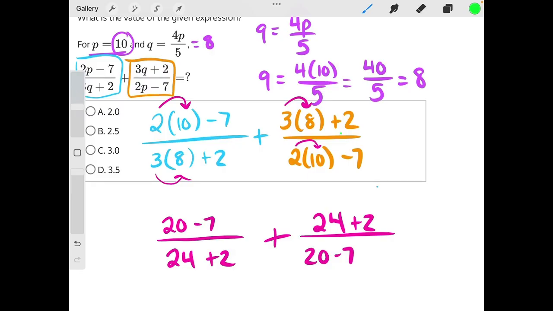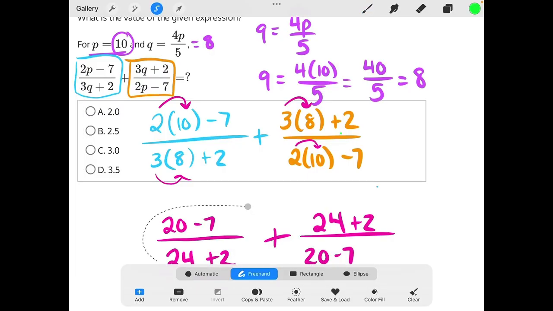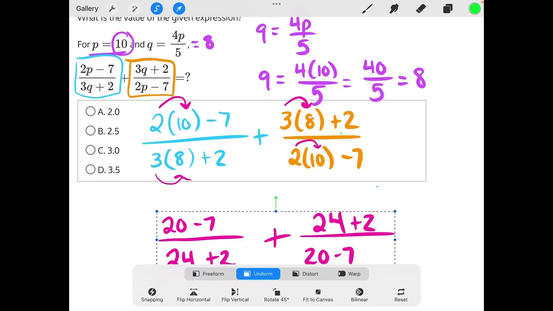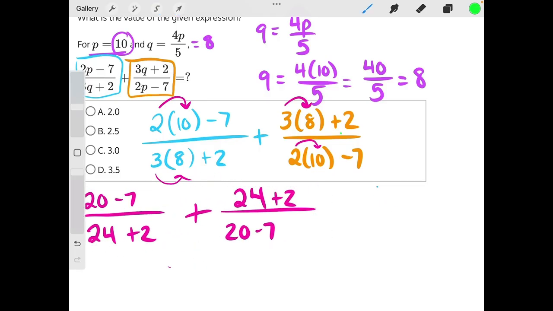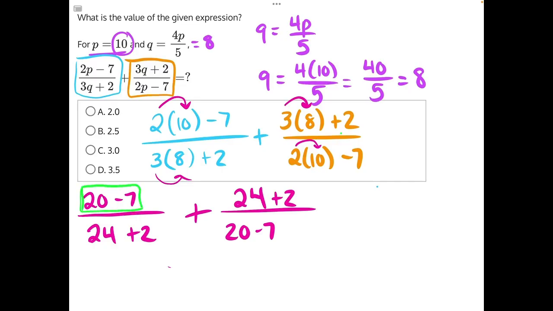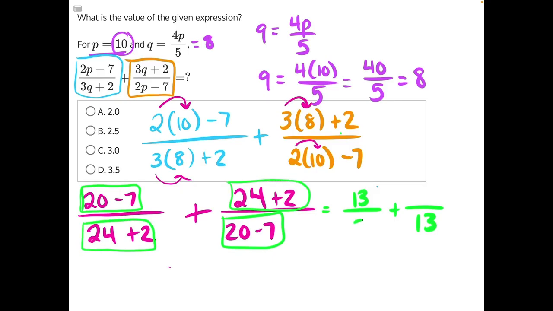Then we just need to simplify our numerators and denominators. And let me actually make us a little bit of room so that it's easier to do that. We have 20 minus 7 will give us 13, both in the numerator here and denominator here. So we'll have our two fractions. We'll have 13 in the numerator, 13 in the denominator, and then over here, 24 plus 2 will give us 26 in the denominator here and in the numerator here.